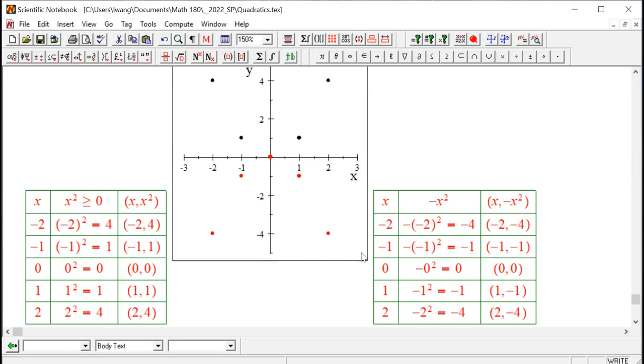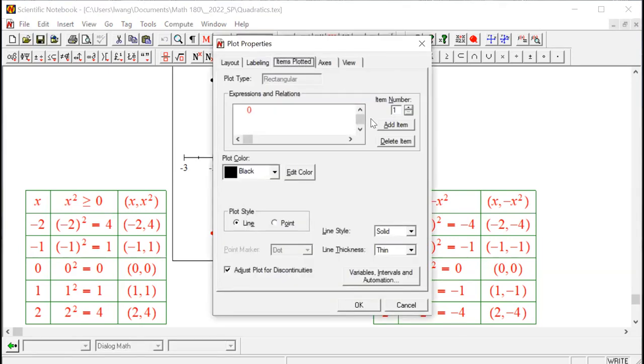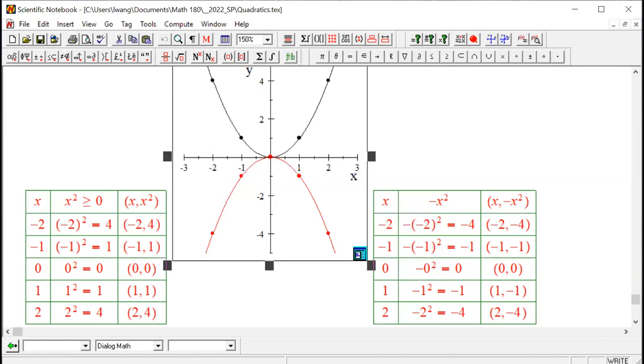Okay, so if we connect the dots, we have x squared, that's the black, and the next one is -x squared, and that's going to be the red. If you look at this table, the change of sign on the output of x squared caused the entire picture of x squared to flip over. The lowest point of that parabola. These are called one parabola, the other one is called the other parabola.